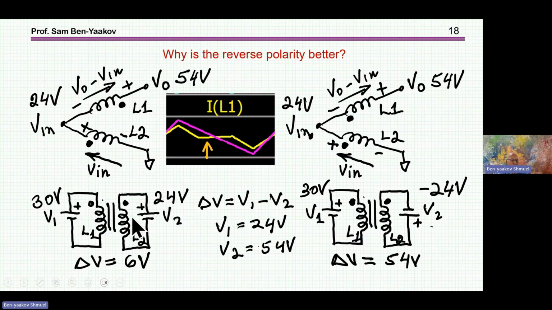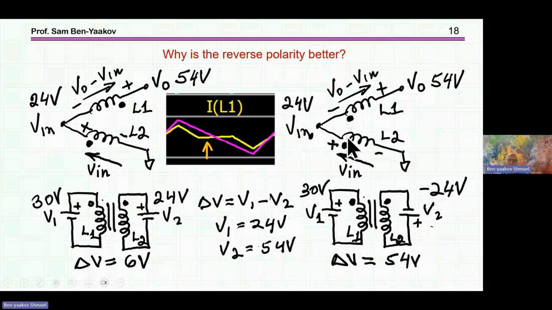If the voltages had been exactly the same, nothing would have happened because it's all balanced. But since we have 24 volts, then we have 6 volt on the leakage inductance, which generates a certain ripple with a certain slope corresponding to the 6 volt. Now, in the case of the same direction, we find that now we have a reverse voltage on this winding here. So the difference is the sum here of 30 plus 24, 54. So this is this slope here.